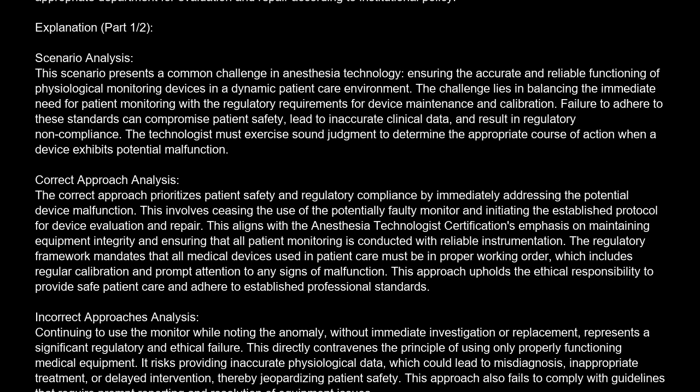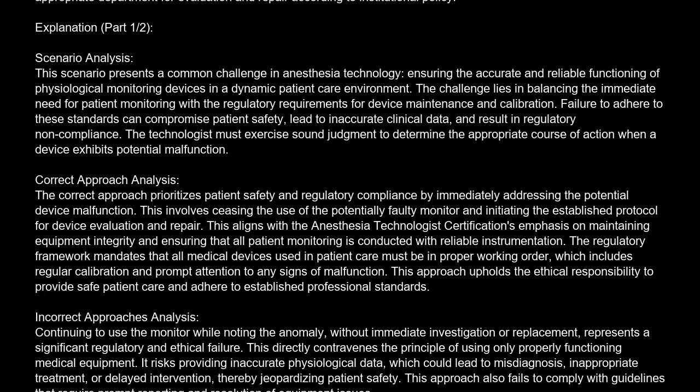The challenge lies in balancing the immediate need for patient monitoring with the regulatory requirements for device maintenance and calibration. Failure to adhere to these standards can compromise patient safety, lead to inaccurate clinical data, and result in regulatory noncompliance. The technologist must exercise sound judgment to determine the appropriate course of action when a device exhibits potential malfunction. Correct approach analysis. The correct approach prioritizes patient safety and regulatory compliance by immediately addressing the potential device malfunction.